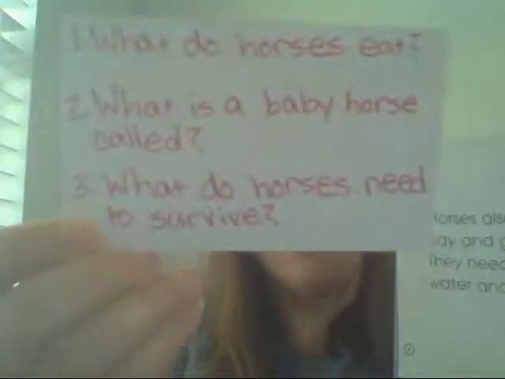Let's see. What do horses need to survive? What did they say horses need to survive? Good job. It says they need fresh water and shelter. And right above that, it talks about the food that they eat. So that tells me that horses need food, which is hay and grain. They need fresh water, and they need shelter. Those 3 things help them survive.